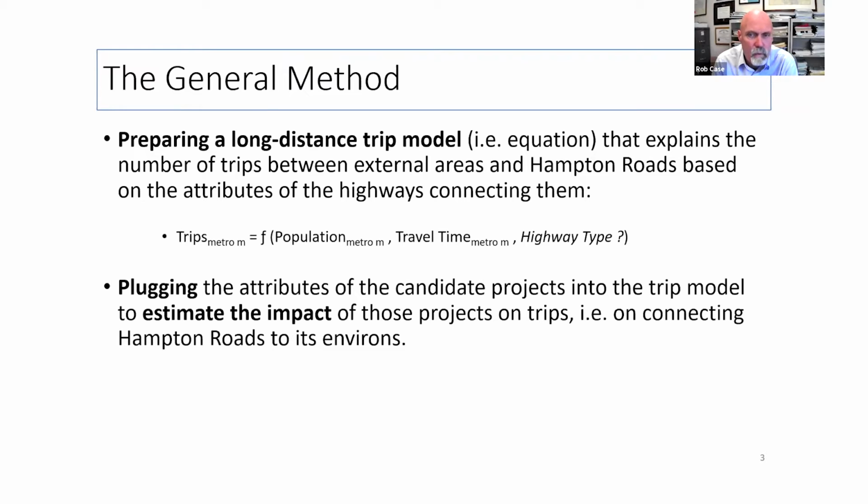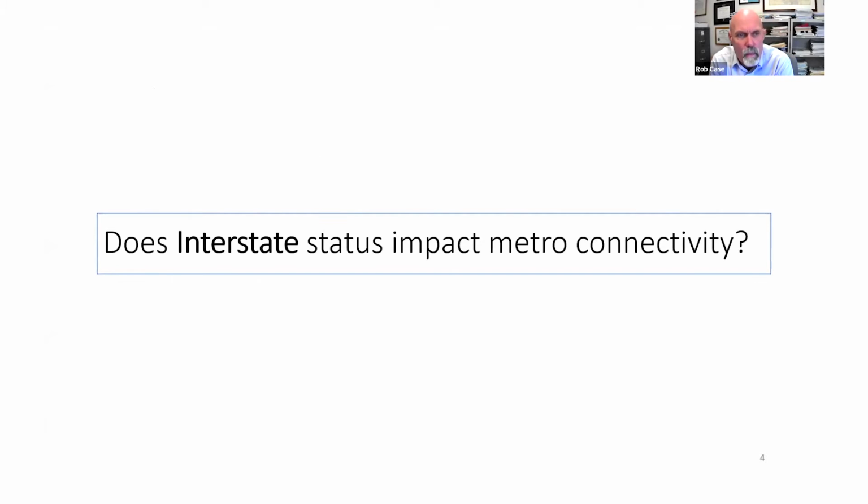Okay, so then we can plug the projects into that equation and see what the change in travel time, for example, does to interaction between us and the other areas. Okay, so one of the main things in this today is does interstate status impact this connectivity?